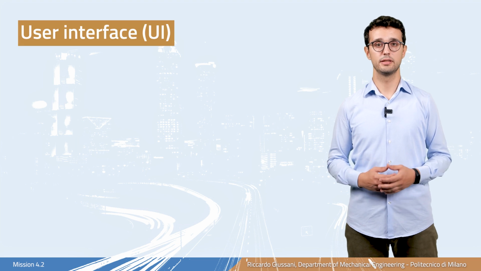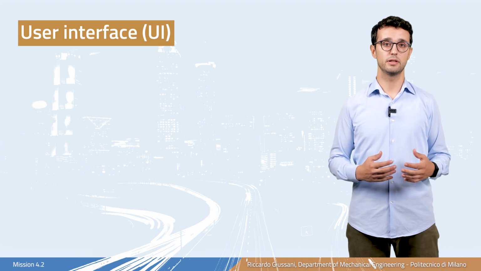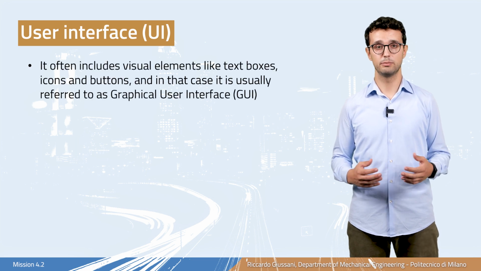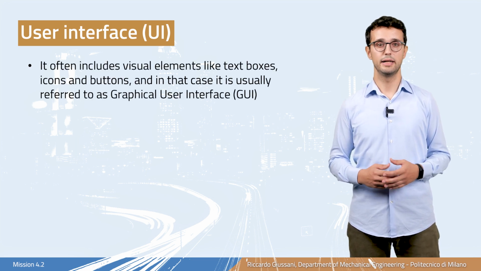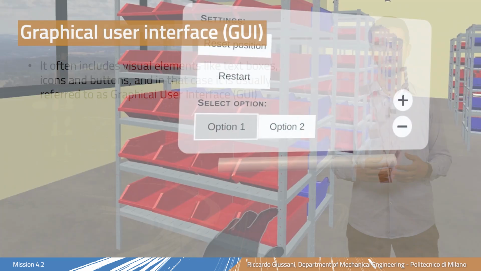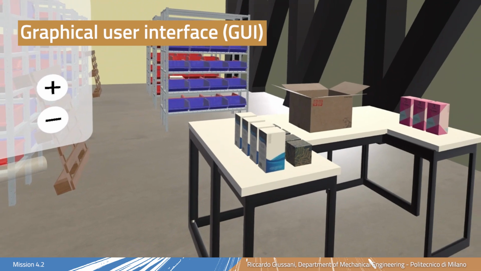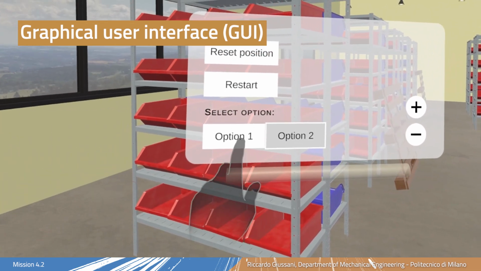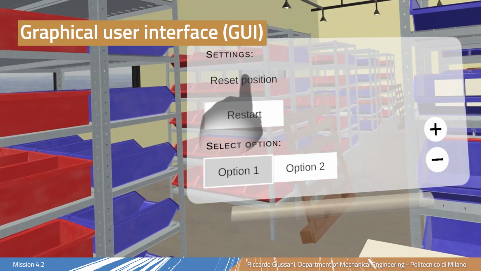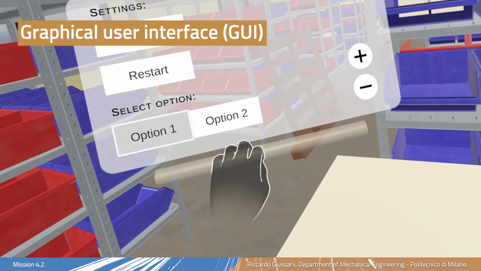The user interface, UI for short, is our most effective way to communicate to the user. It often includes visual elements like text boxes, icons, and buttons, and in that case it is usually referred to as graphical user interface, GUI for short. A GUI is fundamental to summarize pieces of information in a way that is readable and easy to understand for the user. Moreover, it can be used by the user to easily interact with the system, for example, selecting options via a drop-down menu, confirming actions using a button, and so on.